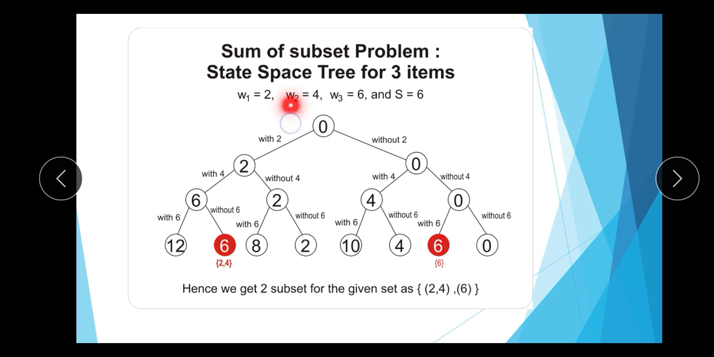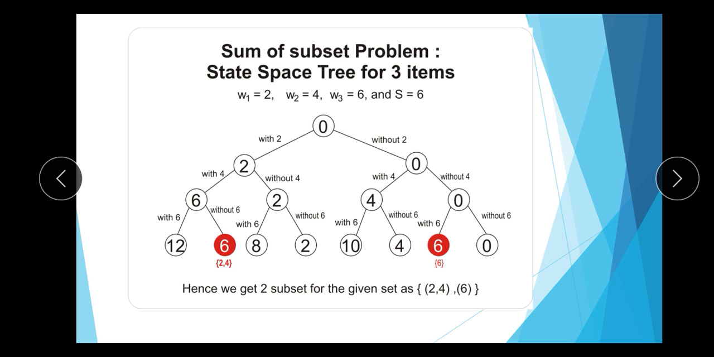So we select the first one, that is with 2. We select the first element and put it into the subset with 2. So the first element in our subset is 2, that is 0 plus 2, which becomes 2. Now we select the next element 4. From this node we again have 2 branches, left side and right side. Left side represents with 4, right side represents without 4.